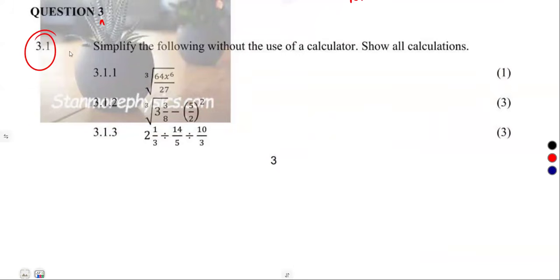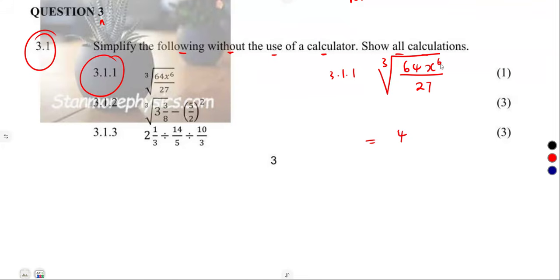Question number 3, 3.1. Simplify the following without the use of a calculator. Show all calculations. 3.1.1. You are given the cube root, in this case, of 64x to the exponent of 6 over 27. So the cube root of 64, the number that is going to multiply itself 3 times to give us 64, that's 4. When there is an exponent like this, you take the exponent, divide by the number inside the root sign.